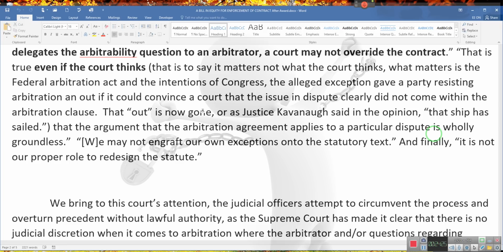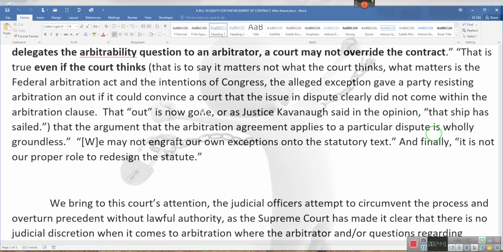This ship has sailed? The ship has sailed. You mean they can't use that anymore? They can't use no stupid exception anymore? Nope, that ship has gone bye-bye and it ain't returning back to port. Oh, sorry, Charlie. Oops. All right.